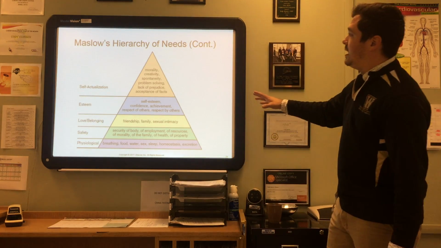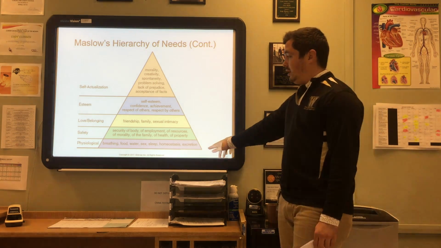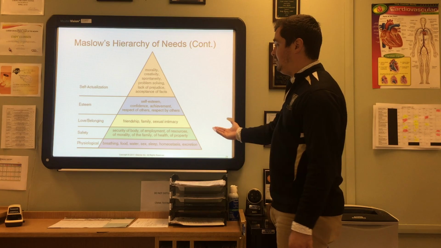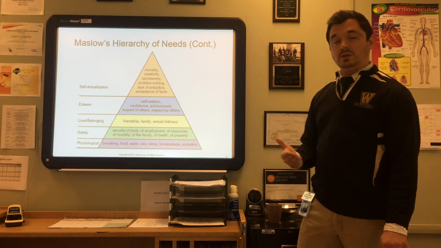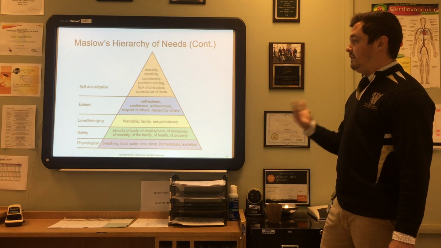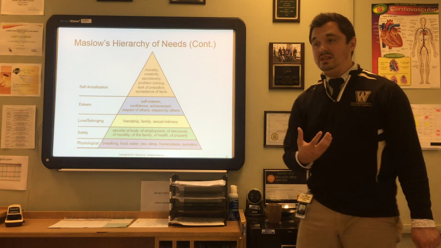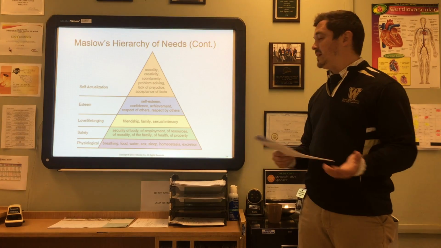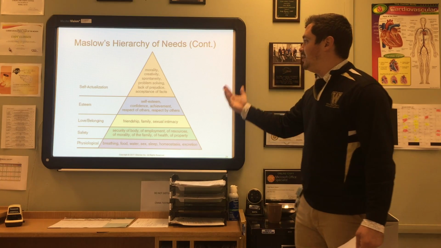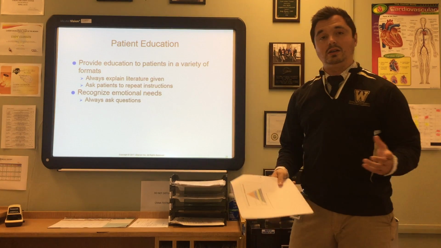And here is Maslow's hierarchy of needs. You can see physiological: breathing, food, water, sex, sleep, homeostasis, excretion. Safety and security: of body, employment, resources, morality, family, health, property. Love and belonging: friendship, family, and sexual intimacy. Esteem: self-esteem, confidence, achievement, respect from others and respect by others. And self-actualization: morality, creativity, spontaneity, problem-solving, lack of prejudice, acceptance of facts. Those are Maslow's hierarchy of needs.